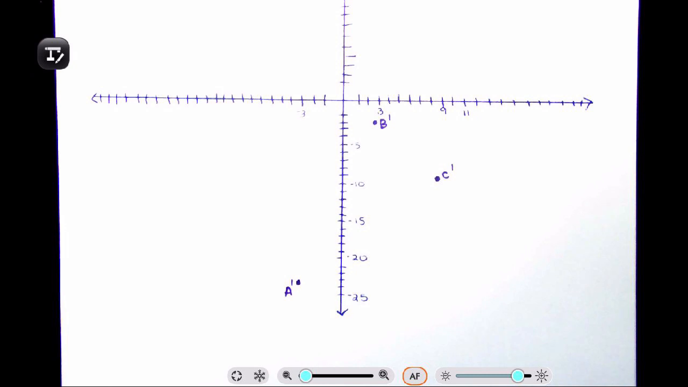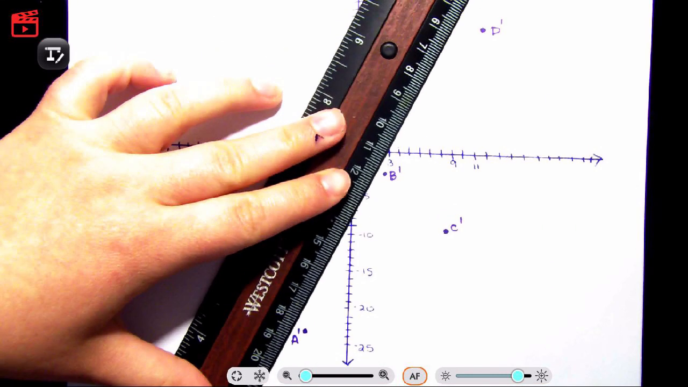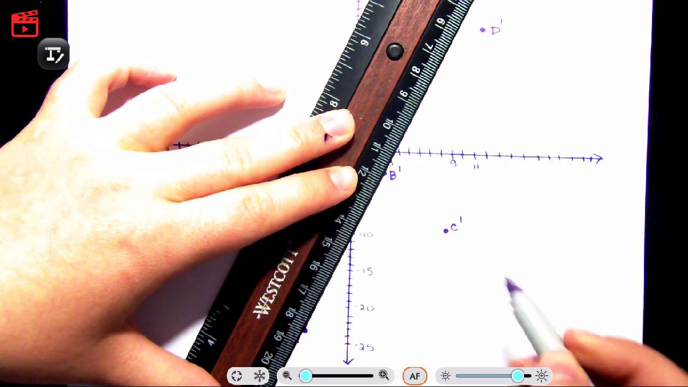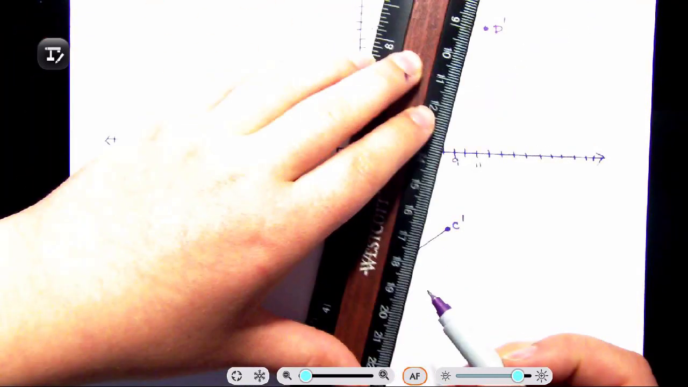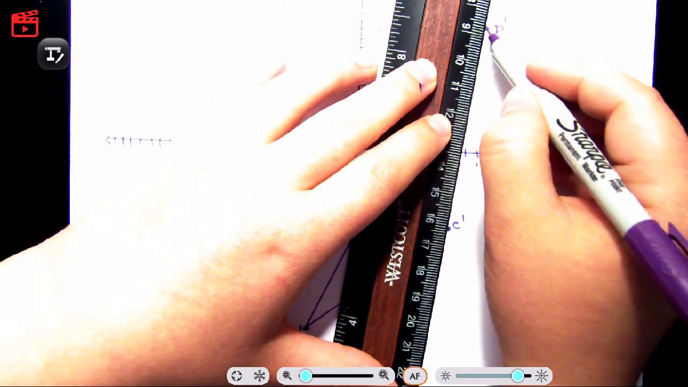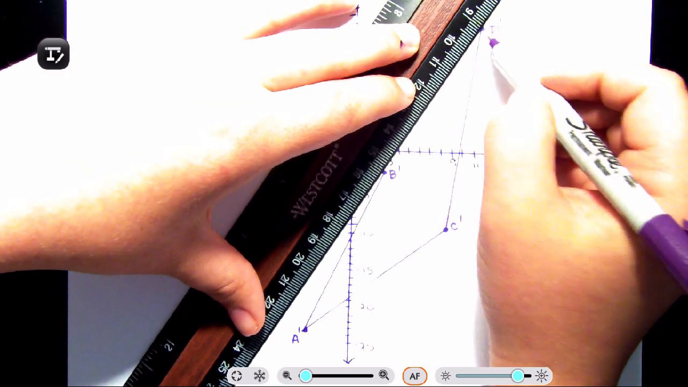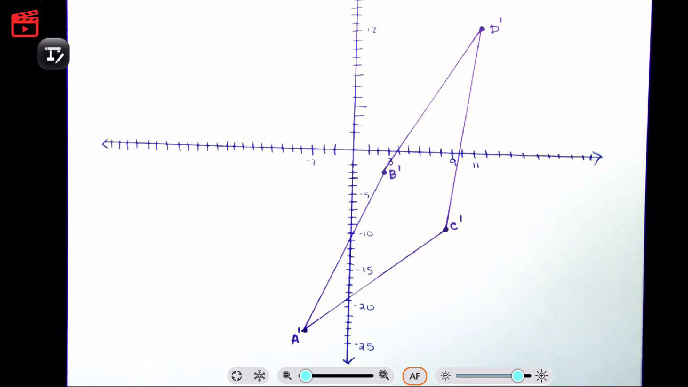You're going to use your ruler and connect these. So something like that.